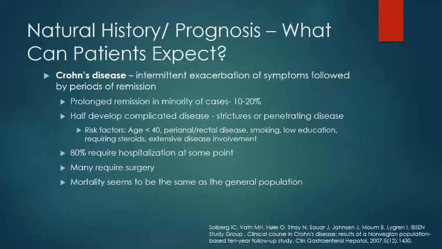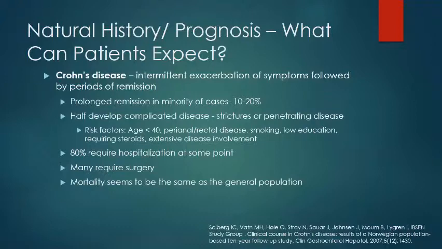And risk factors for that, which are important when you're treating these patients, in terms of are they likely to develop bad disease? So do you need to treat them with something stronger early? Some things that we use are the earlier age, less than 40, smoking status, perianal or distal rectal disease involvement, low socioeconomic status, patients who've required steroids in the past, or who have extensive disease throughout a lot of their bowel.